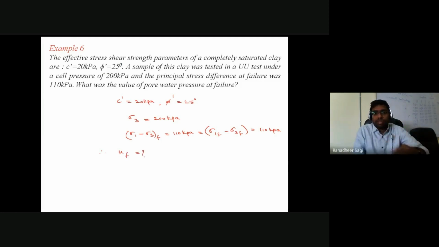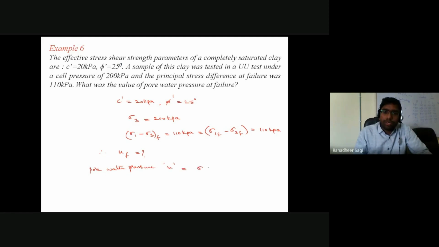So how much is the pore water pressure existing in the soil sample at its failure? How do we calculate it? If I talk about pore water pressure, from our general understanding, how do we write it down? Pore water pressure, U, is equal to total stress minus effective stress.